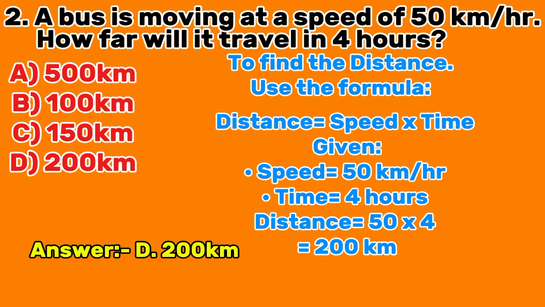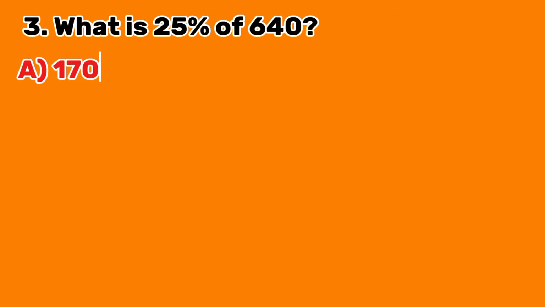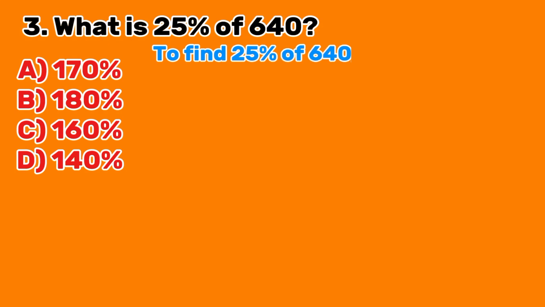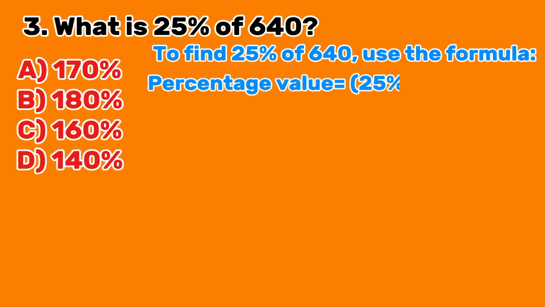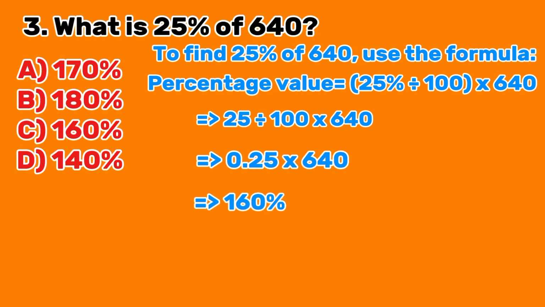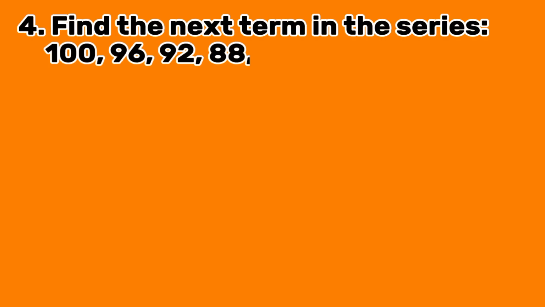200 km. 3. What is 25% of 640? A. 170. B. 180. C. 160. D. 140. To find 25% of 640, use the formula: percentage value equals 25 divided by 100 times 640, equals 0.25 times 640, equals 160. Answer C. 160.